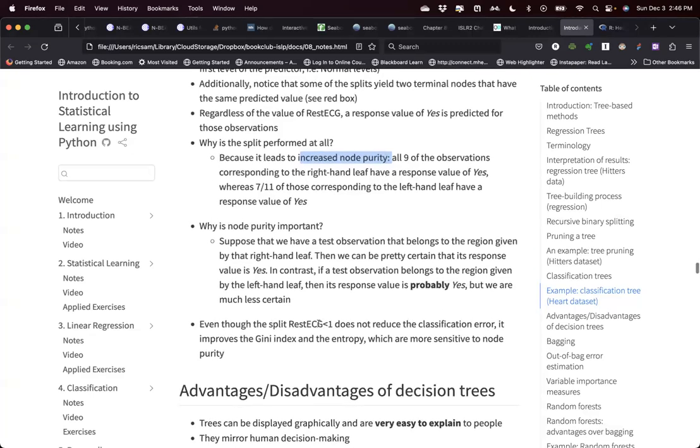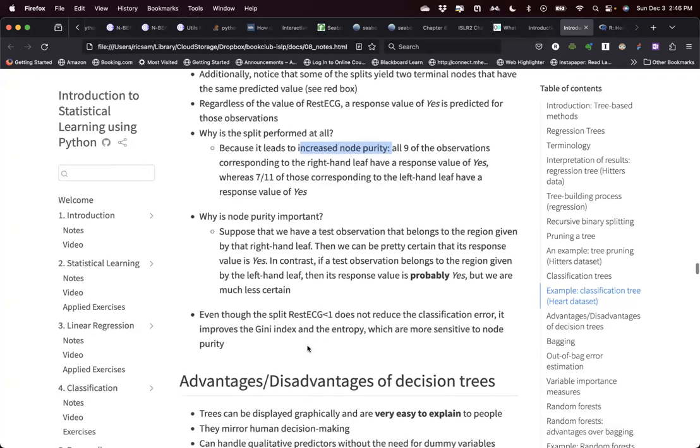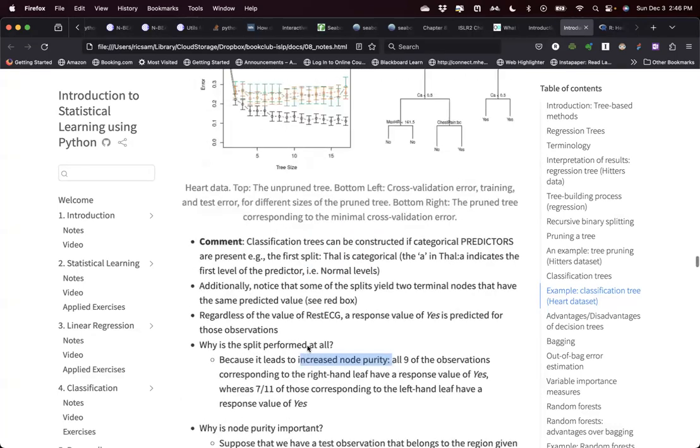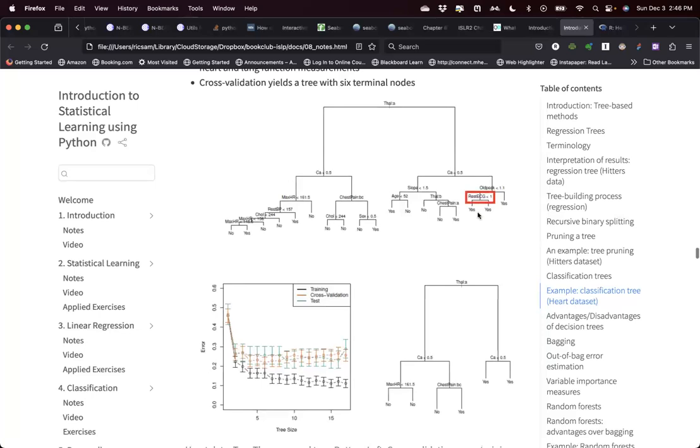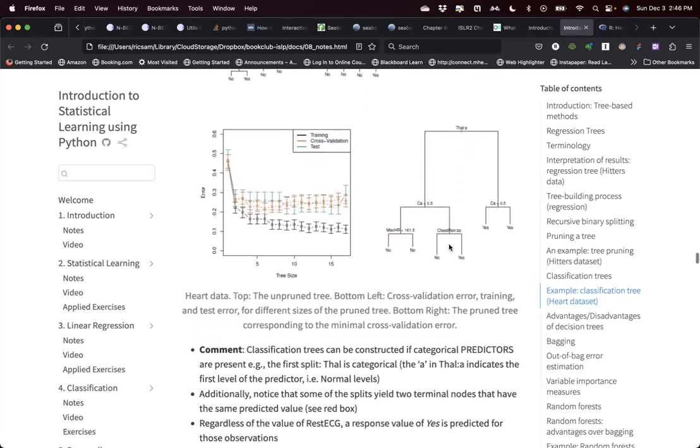So even though the split does not reduce the classification error because it's the same result, it improves the Gini index and the entropy, which are more sensitive to node purity. So these are some of the things that you're going to encounter sometimes in decision trees. Sometimes you get the same result regardless of the split, but there's an underlying reason why it's doing that, right?